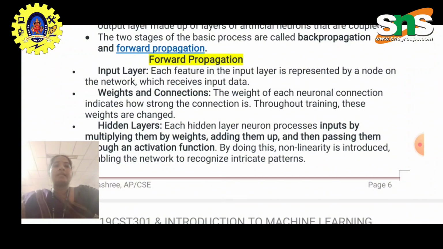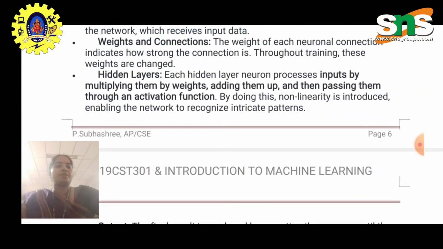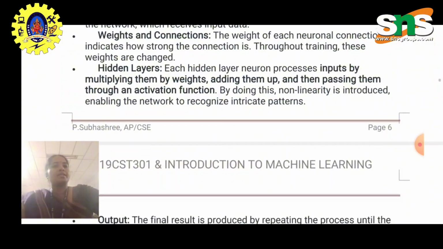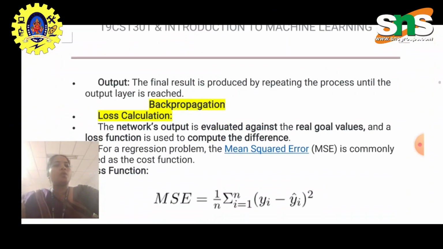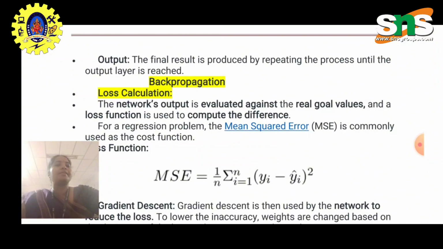Weights and connections are nothing but the neural connection; the weight indicates how strong the connection is. If the weight is high, then the connection is very strong. If the weight is low, the connection is weak. Through training, these weights are changed. Hidden layers: each hidden layer neuron processes inputs by multiplying them by weights, adding them up, and then passing them through an activation function. By doing this, non-linearity is introduced, enabling the network to recognize intricate patterns. So what is the output? The final result is produced by repeating the process until the output layer is reached.